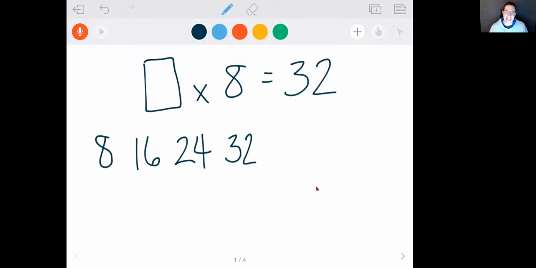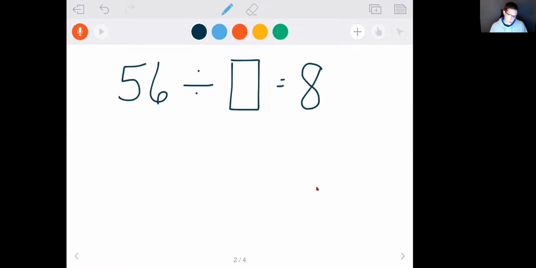How many 8s did it take? 1, 2, 3, 4. So our unknown in this situation is going to be 4. So that's how you could do that. Let's move on to the next one.